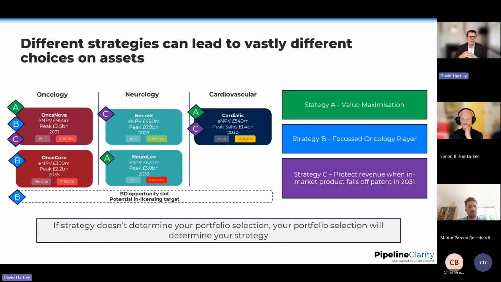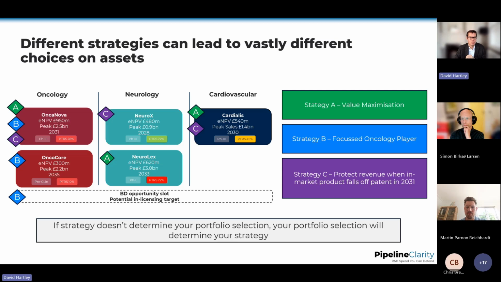And so actually, even with this very simple organization of 5 different assets in the pipeline, different strategies could lead to very different choices over which of these assets you might choose to move forward with. So, for example, if the organizational strategy at the moment was to maximize value, increase the diversity across the pipeline to minimize risk, then what they might go for is Onconova, Neuralex, and Cardialis, as Valet was outlining, because they've got the highest eNPV, and so potentially offer the maximum value for the organization.